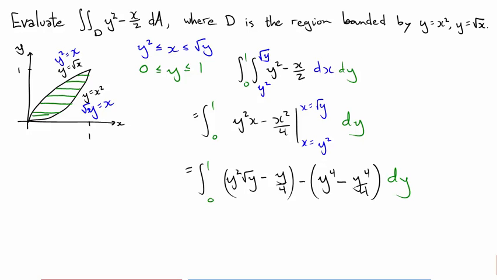And this now is a straightforward integration with respect to y, and I will leave out the details. You do indeed get 3 over 280, which is again approximately 0.0107. Either way you set up the integration is valid.